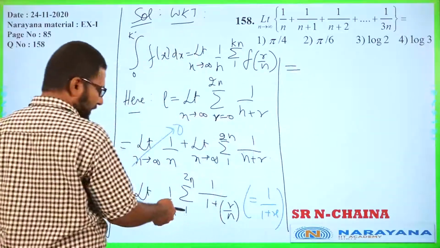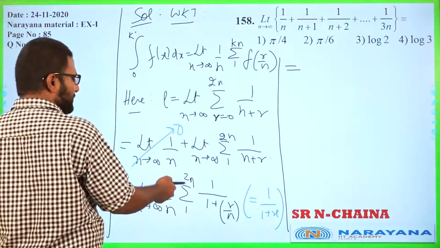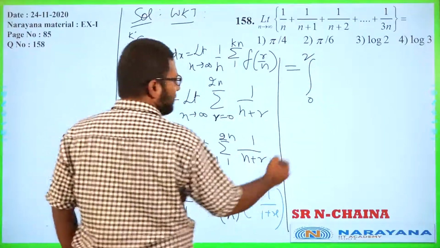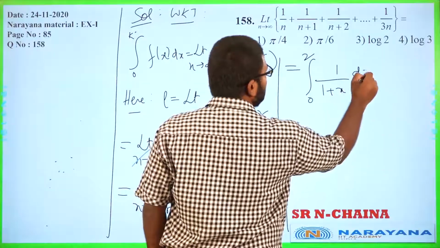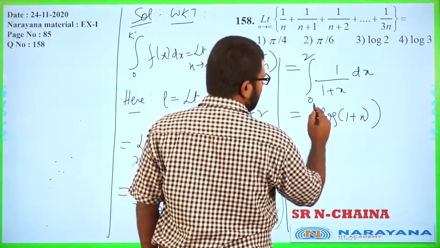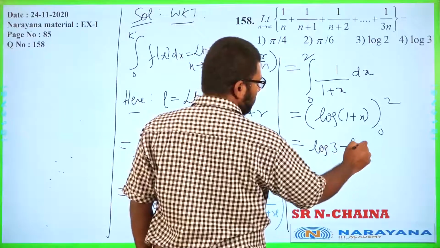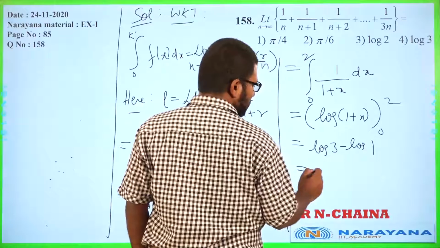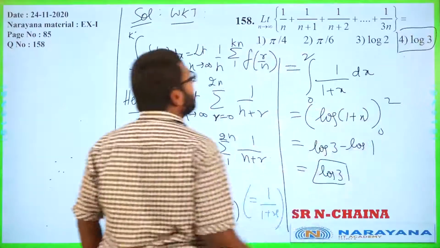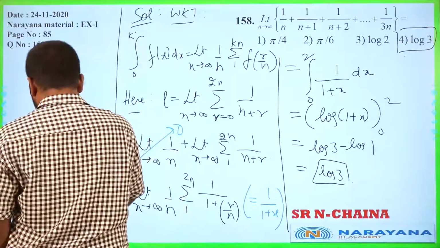So this whole thing, and this time you are integrating from r equal to 1 to 2n, which means value of k is 2. So integral 0 to 2 f(x), this becomes 1 by 1 plus x dx, correct? So this is log of 1 plus x from 0 to 2, which is log 3 minus log 1, and log 1 is anyway 0, so this is log 3. That's your answer, log 3. Okay, shall we proceed? Alright, then let us proceed.